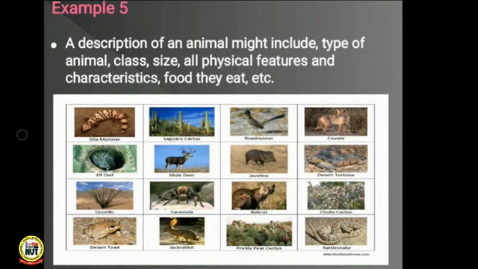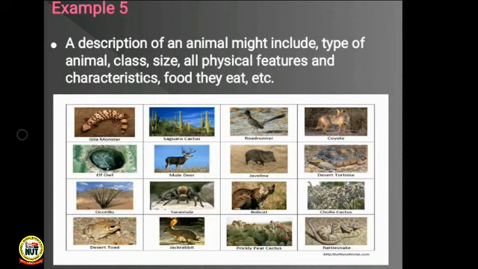All right, let us look at this. A description of an animal might include type of animal, class of animal, size, all physical features and characteristics, food they eat, where they can be found, and so on. Now you can see there are different animals we have in this picture.